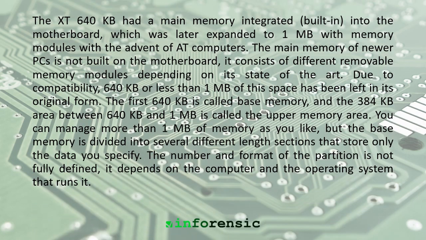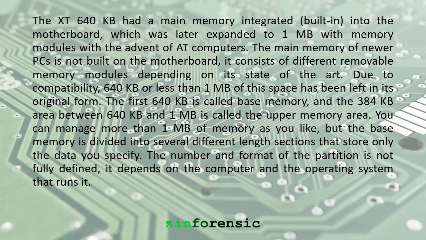The XT had a 640 KB main memory integrated, built-in, into the motherboard, which was later expanded to 1 MB with memory modules with the advent of AT computers. The main memory of newer PCs is not built on the motherboard; it consists of different removable memory modules depending on its state-of-the-art. Due to compatibility, 640 KB or less than 1 MB of this space has been left in its original form. The first 640 KB is called base memory, and the 384 KB area between 640 KB and 1 MB is called the upper memory area.